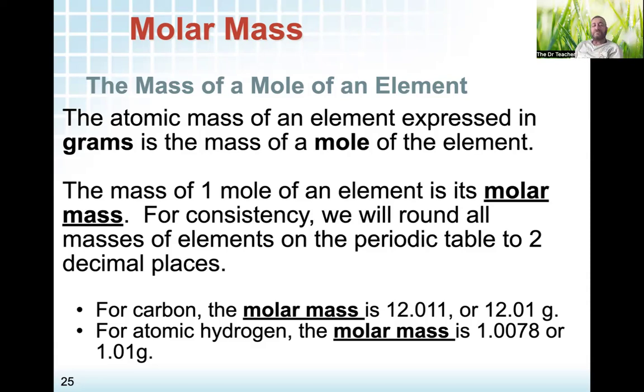It's 1 mole. For atomic hydrogen, 1 hydrogen, you have a molar mass of 1.0078, so we just make it 2 decimals to be 1.01, approximately. So now you have molar mass. This is a new term, molar mass, and it is the mass, the weight of the atom with the mole.